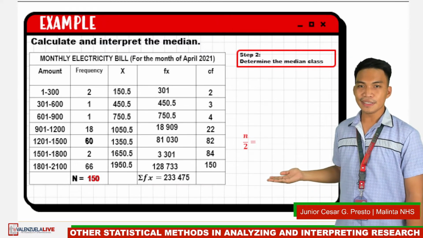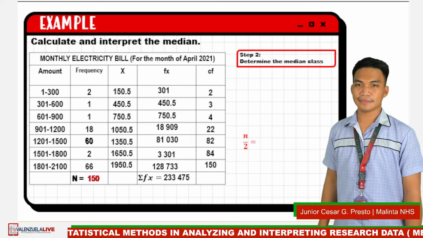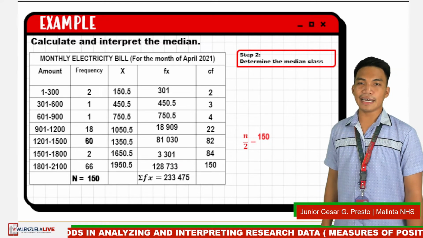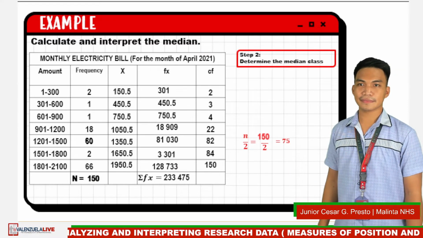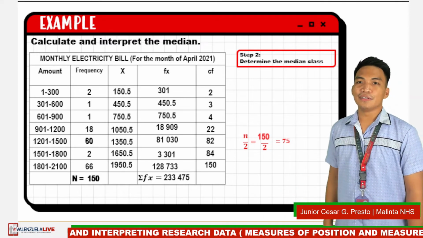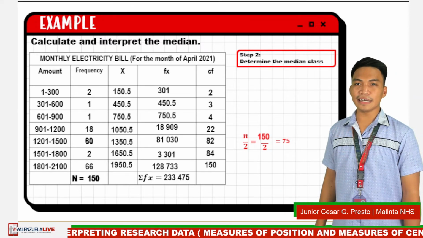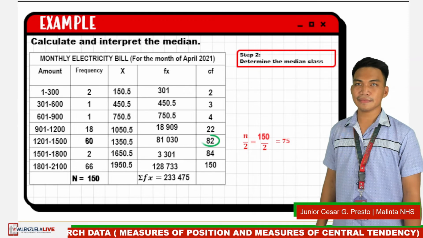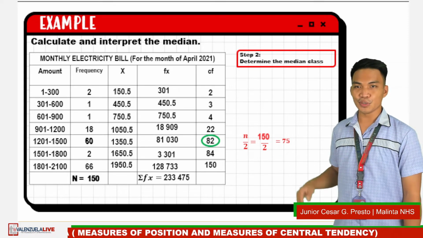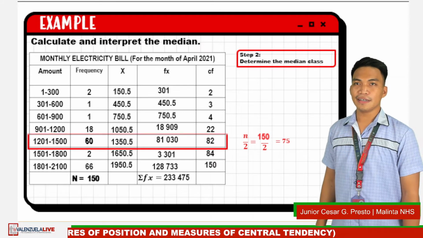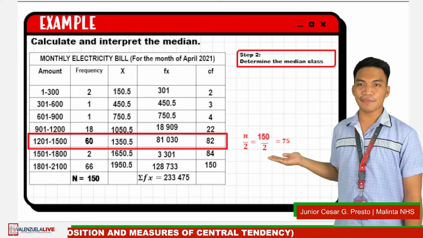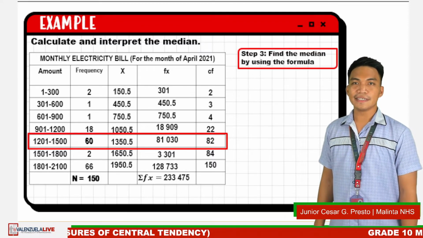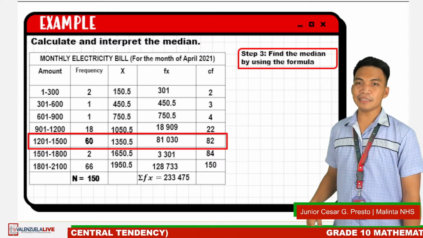N over 2, what is the value for n? Great! It is 150. Divided by 2, we obtain 75. Now, look at the CF column and find a value greater than or equal to 75 for the first time. It is 82. Nice. So, we can take the interval 1,201 to 1,500 as the median class. This means we can now proceed to step number 3, finding the median using the formula.